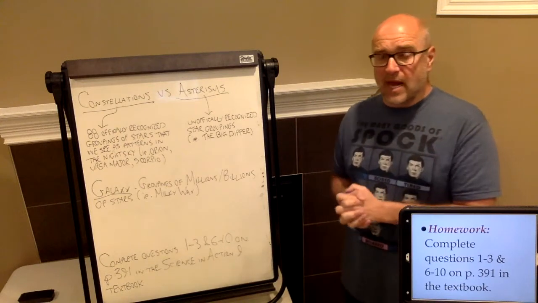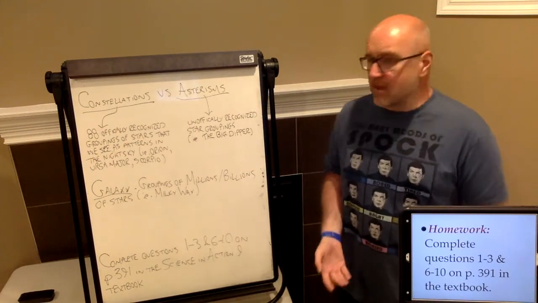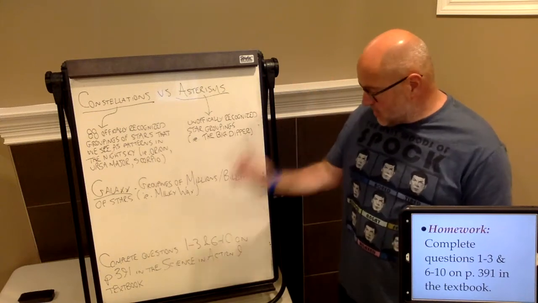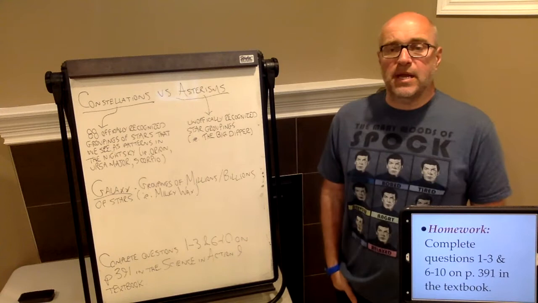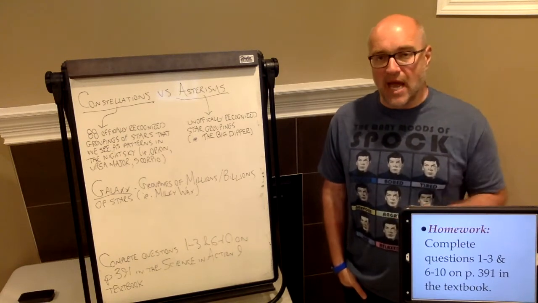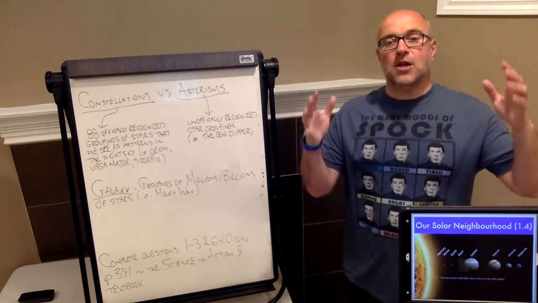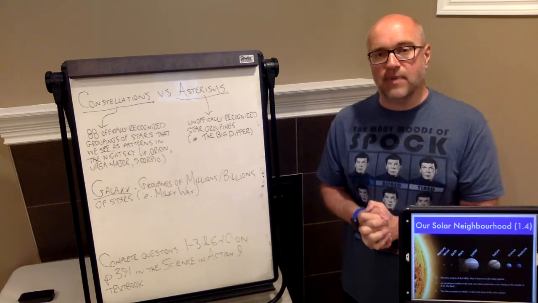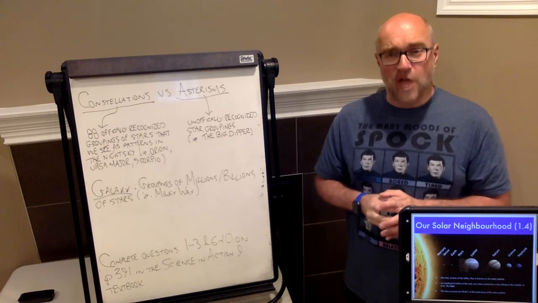Your homework for today, now that we've covered stars, constellations, asterisms, and galaxies, here it is. Questions 1 to 3 and questions 6 to 10 on page 391 in the Science in Action 9 textbook. Join me again next time when we are going to take a look at our neck of the cosmic neighborhood. We're going to be looking at the solar system next time for topic 1.4.